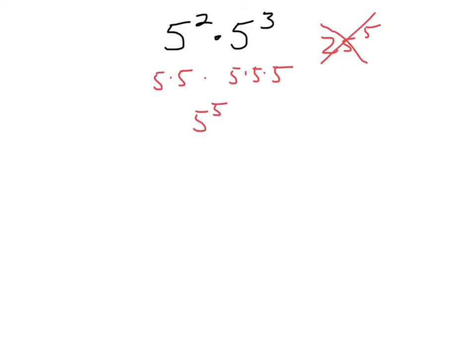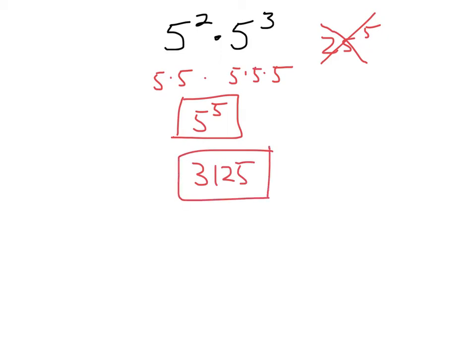And we can actually just leave our answer as 5 to the fifth, or multiplying it out is 3,125, so either way. But the key thing that we're doing here is keeping the base and adding the exponent. So the base stays as 5, but we add the exponents. 2 plus 3 is 5.